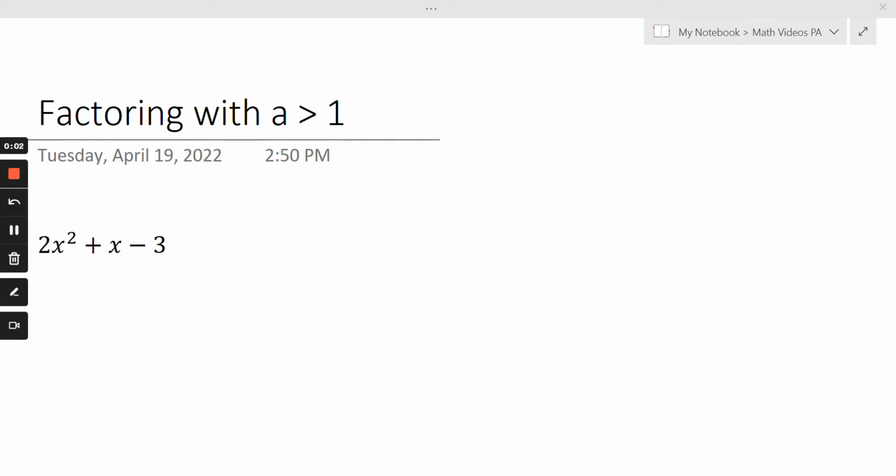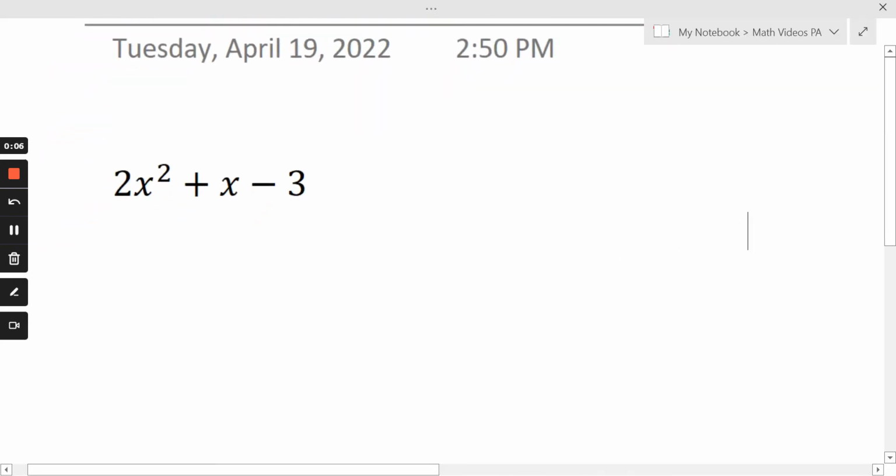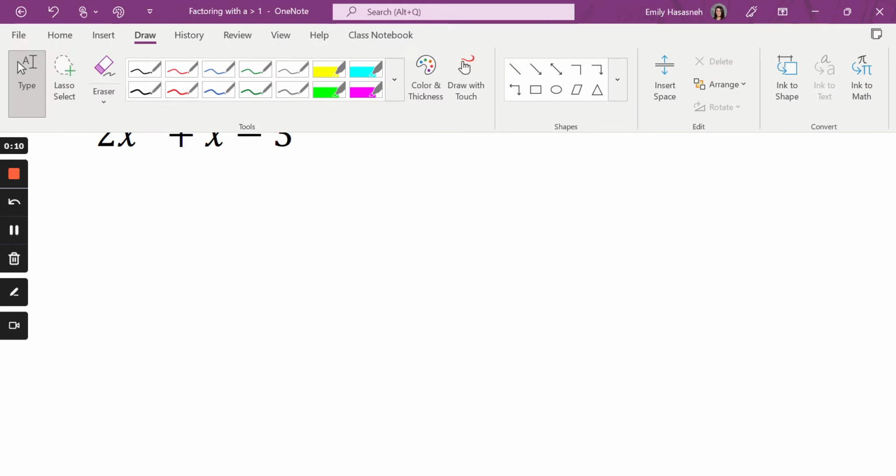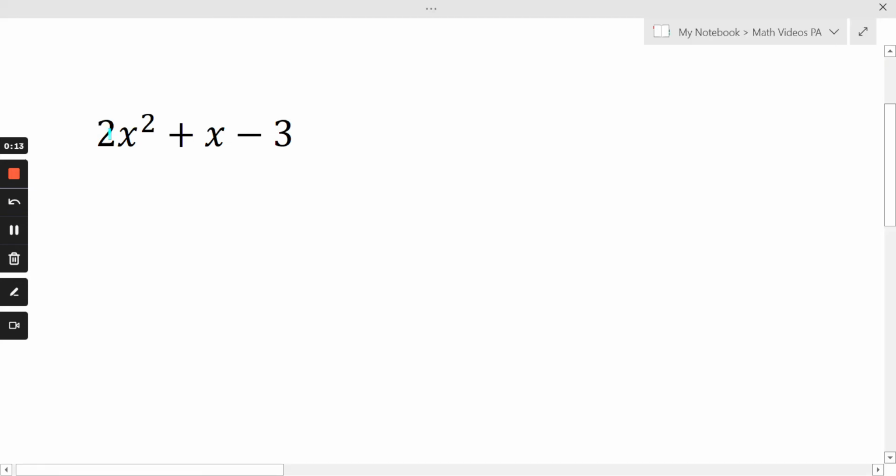So in this video, I will be showing you how to factor when a is greater than 1. Looking at my first problem here, I have an a value, or my first term, that is greater than 1. I'm going to start by multiplying that by my last term and creating my usual t-chart. So 2 times -3 is going to get me -6. So I'm looking for two numbers that multiply to get me -6.